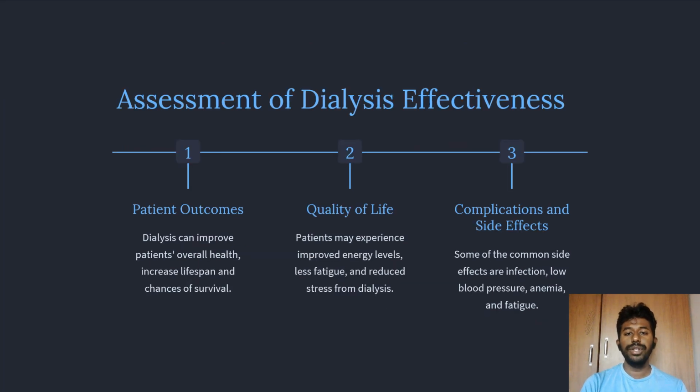In this slide, we'll be looking at the assessment of dialysis effectiveness. There are major components to analyze this. These are patient outcome, quality of life, and complications and side effects. The first one is patient outcomes. Dialysis can improve patients' overall health and increase their lifespan and chances for survival. Quality of life. Patients may experience improved energy levels, less fatigue, and reduced stress from dialysis. So let's look into the last one. This is complications and side effects. Some of the common side effects are infection, low blood pressure, anemia, and fatigue. So these are the assessments of dialysis effectiveness.